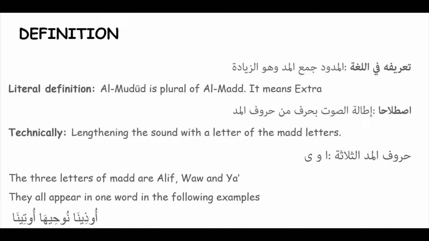And اصطلاحا إطالة الصوت بحرف من حروف المد. It is the lengthening of sound with a letter of the madd letters, and there are three madd letters, that is alif, waw, and ya. That is al-alif al-sakina, al-maftuh ma qablaha, the alif with sukun and preceded by fatha, al-waw al-sakina, al-madmum ma qablaha, the waw with sukun and preceded by dhamma, and al-ya al-sakina al-maksur ma qablaha, the ya with sukun and preceded by what? By kesra.